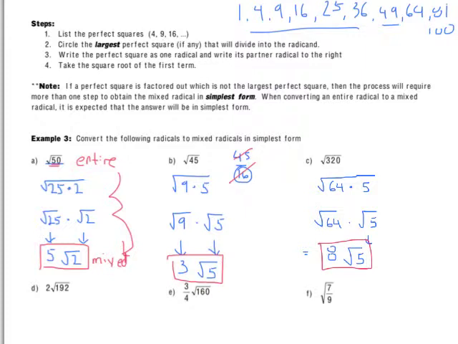For example, for this one, 320, 16 also goes into 320. So let me just do it that way, just in case this happens to you. Let's say I read it up here: the square root of 320. Now this isn't the wrong way, but it's certainly the long way.